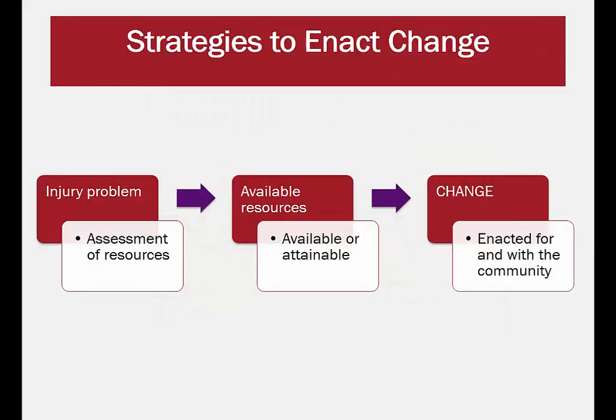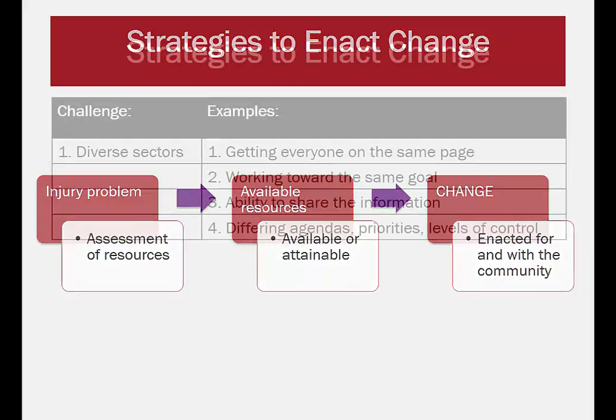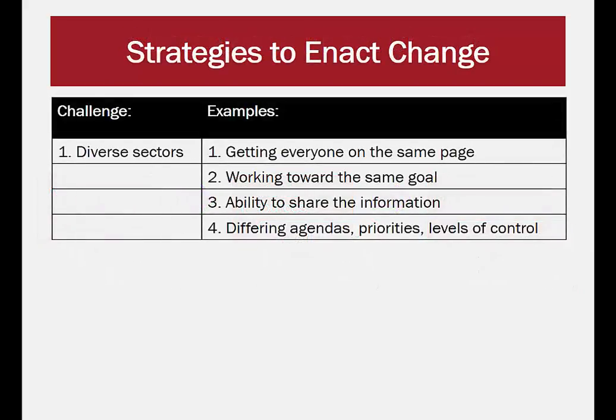Research has demonstrated that when an injury problem has been identified as an important issue by the community, and the community has available or attainable resources to address the issue, changes will result. Assessing the available resources to enact an injury prevention policy change come with both benefits and challenges. Here we provide one example of a challenge that can come from the assessment of available resources.